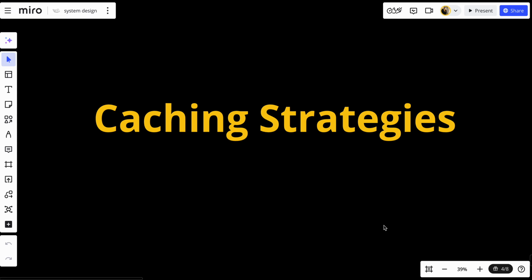Today we are going to explore caching strategies and how to choose the right one for your system. Caching is one of the easiest and most effective ways to boost system performance, reducing response times, and offloading the database. But choosing the right caching strategy can make all the difference in how well your system performs.